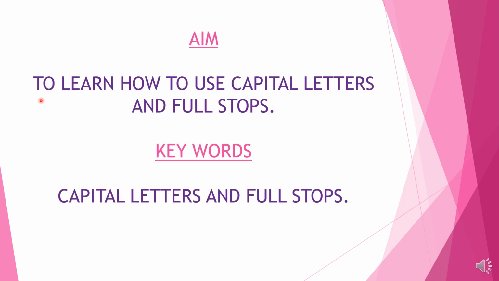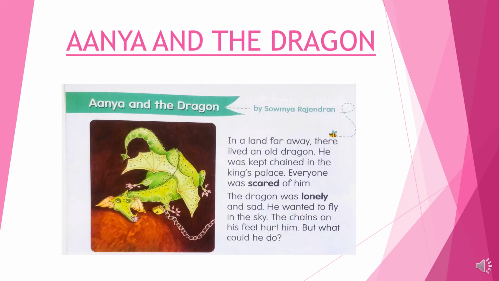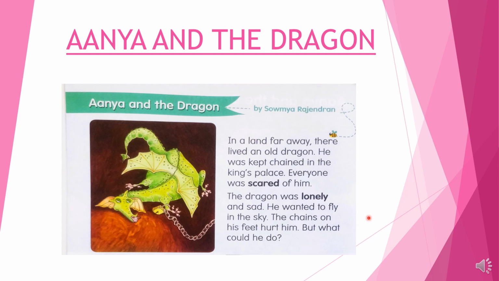Aim: to learn how to use capital letters and full stops. Keywords: capital letters and full stops. Now take page 2 of your English content book, volume 1. Now I am going to read the story in two different ways. Children, listen carefully.